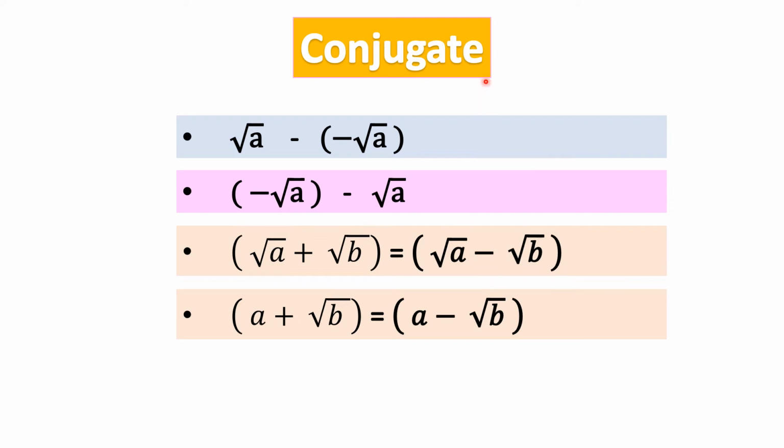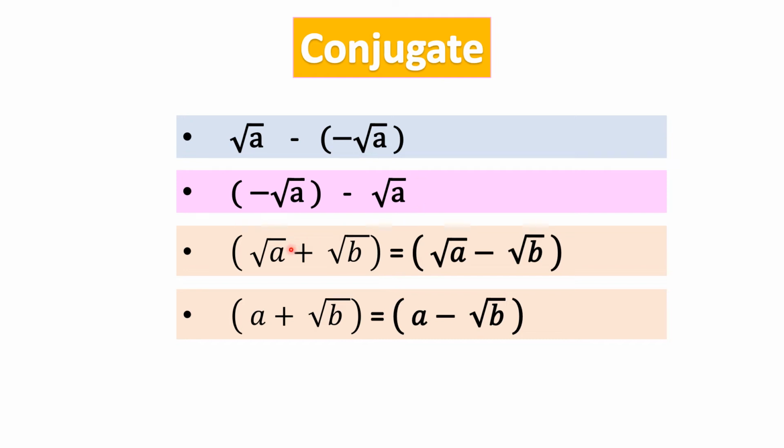You don't have to delve deep into what conjugate is right now, but just know that the conjugate of root a is minus root a, and the conjugate of minus root a will be root a. So this works both ways. If root a is the conjugate of minus root a, then minus root a will be the conjugate of root a.